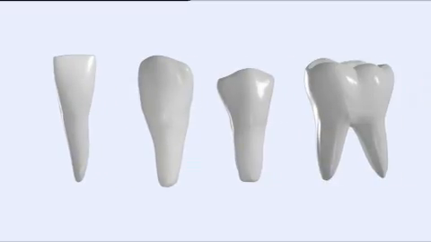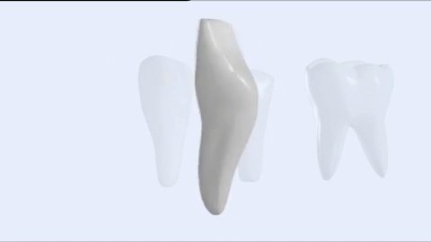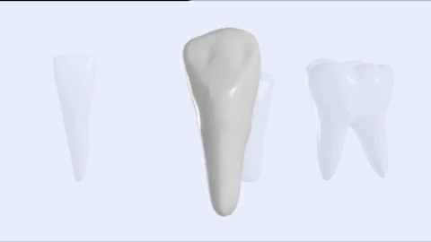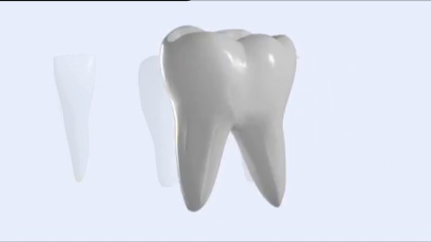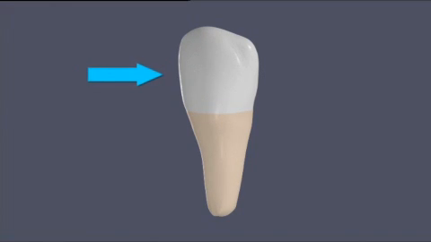Teeth vary in size and shape. Incisors, canines, premolars, and molars. A tooth comprises two parts, crown and root. The crown is the visible part of the tooth, which projects into the oral cavity, while the root is the hidden part, which is rooted in the jawbone.